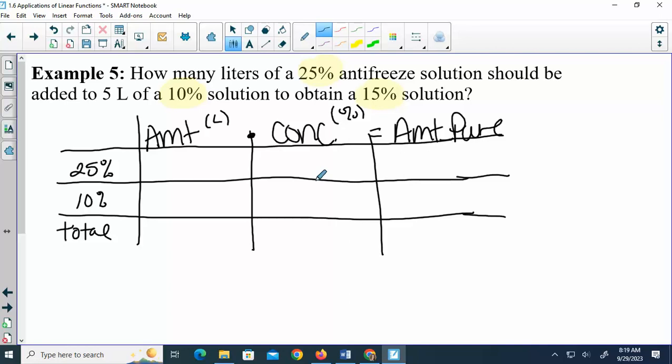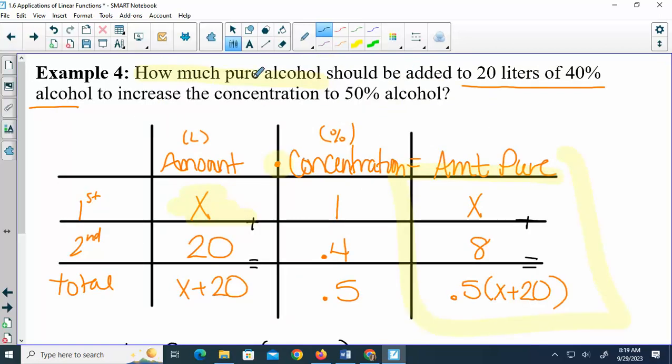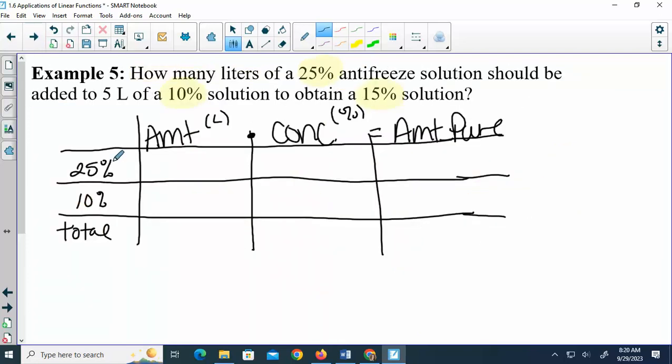You're always going to mix the highest and lowest percentage and get something in the middle. So if I'm looking at these, the middle number is 15. So I have to be mixing together the 10 and the 25 to get a 15. If I look at my previous problem, we had pure, which is 100, we had a 40, and we had a 50. So the total had to be the 50. Your total will fall in between the other two percentages. Okay. Now we fill in our table.